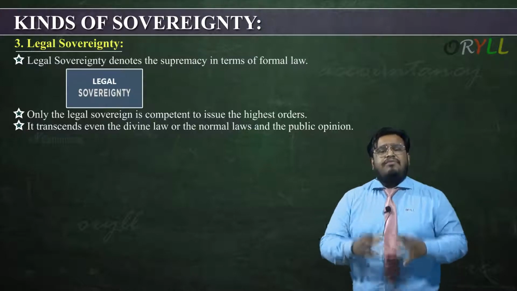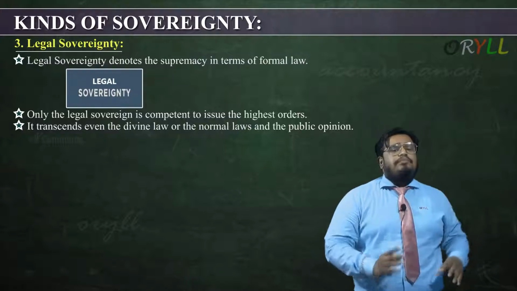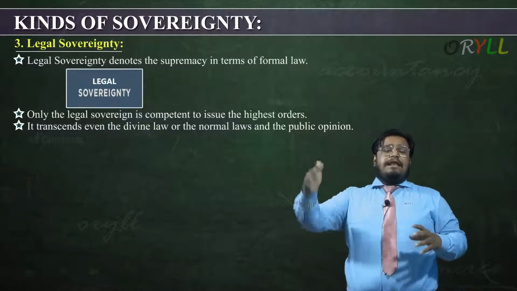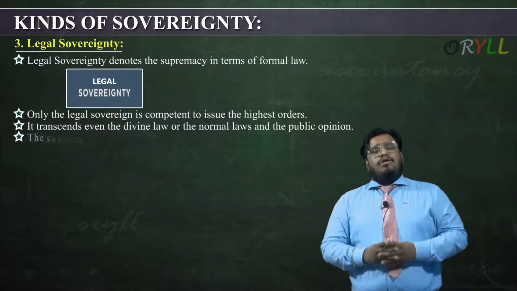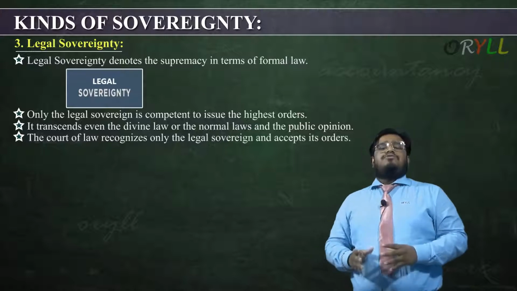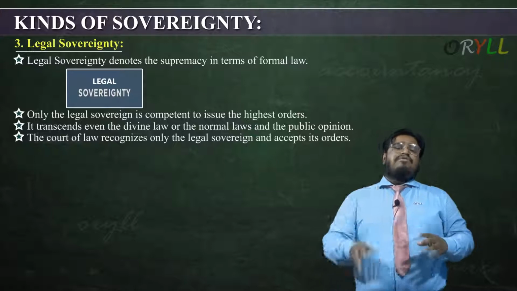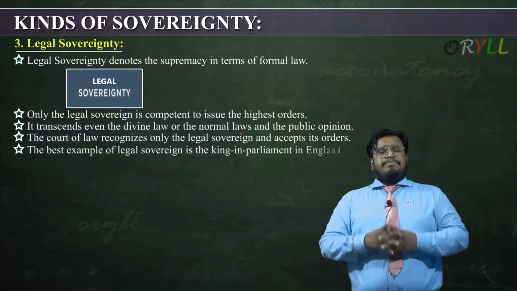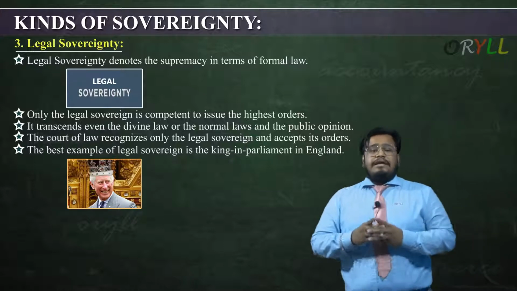That means any kind of public opinion laws or any kind of change that should be done to public opinion or normal laws should be done by the legal head of the sovereignty, who is the legal sovereign person. The court of law recognizes only the legal sovereign and accepts its order. That means the court of law always accepts the power of the legal sovereign person. The best example of a legal sovereign person is the King in Parliament in England. That means who is the King in Parliament in England.